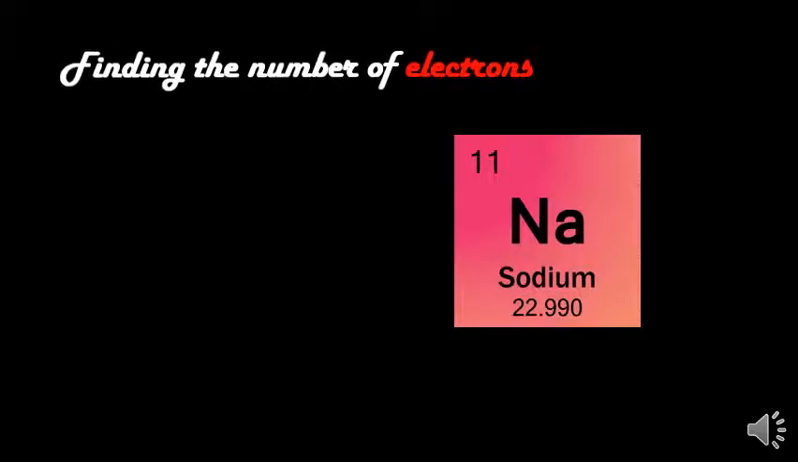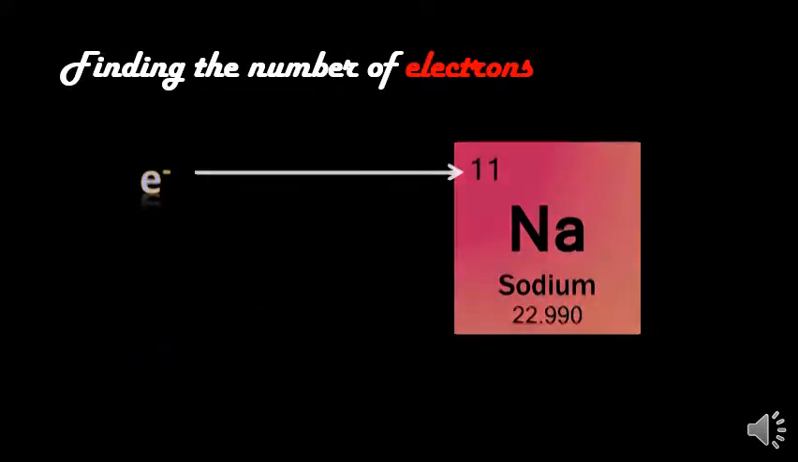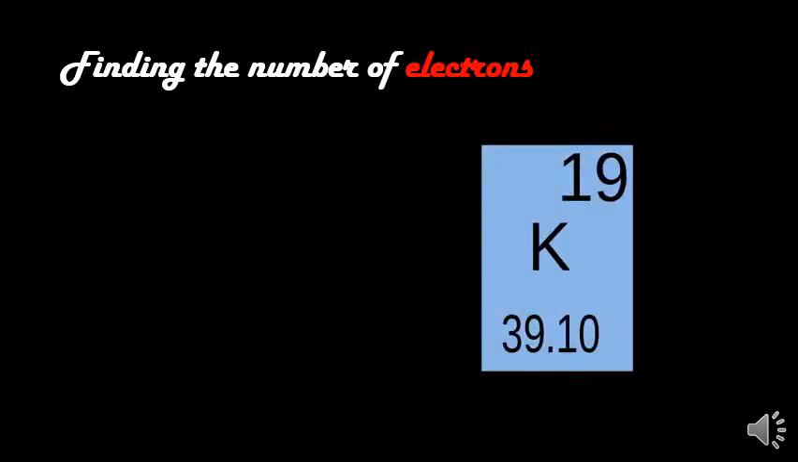So finding the number of electrons is just as easy as finding the number of protons. To find the number of electrons, again, it's the same as the protons. So sodium has 11 electrons. And then potassium would have 19 electrons.